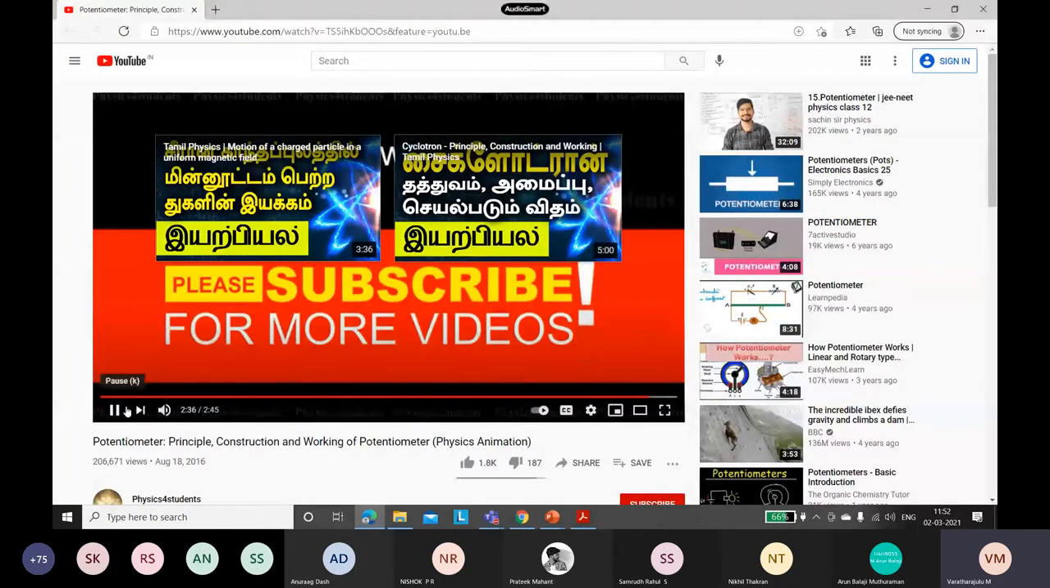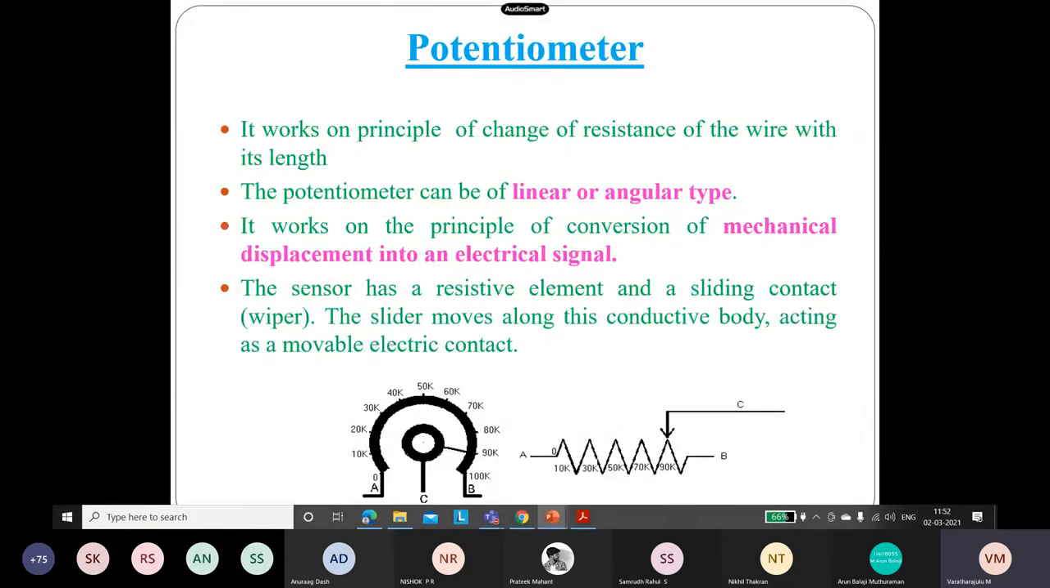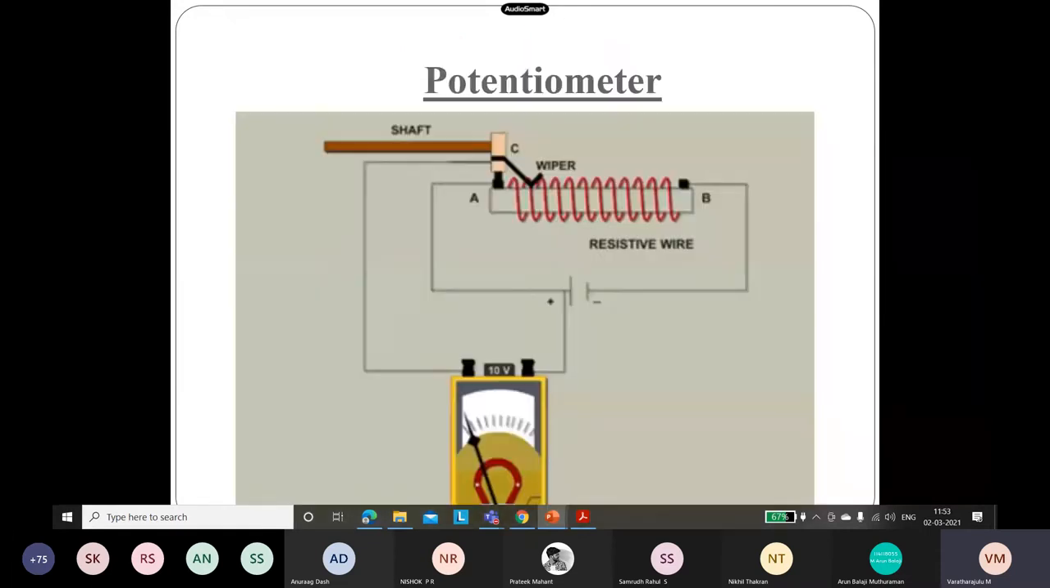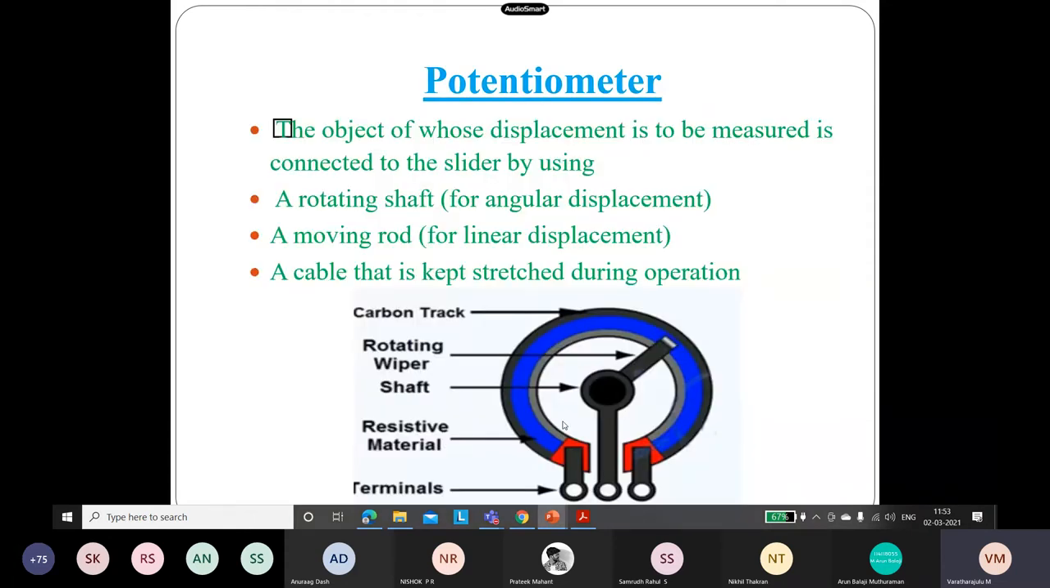This is a very old device which we have used for measuring signals, and this is the potentiometer. The potentiometer can be of either linear or angular type, and it works on the principle of conversion of mechanical displacement into electrical signals, with a resistive element and a sliding contact. That is, we have wipers, and based on the movement of the wiper, we get the corresponding signals. See here, we have the shaft, wiper, and the primary circuit connected with the potentiometer. The object whose displacement is to be measured is connected to the slider by using a rotating shaft, a moving rod, and a cable that is kept stretched during operation.